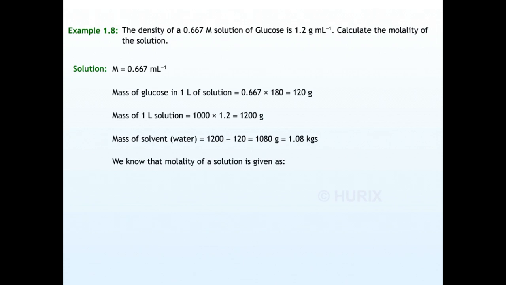We know that molality of a solution is given as molality equals number of moles of solute by mass of the solvent in kilograms equals 0.667 by 1.08 equals 0.617 m.